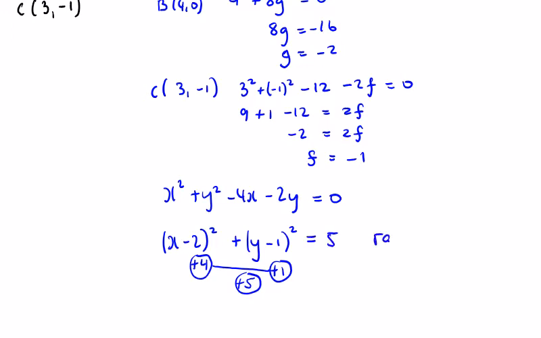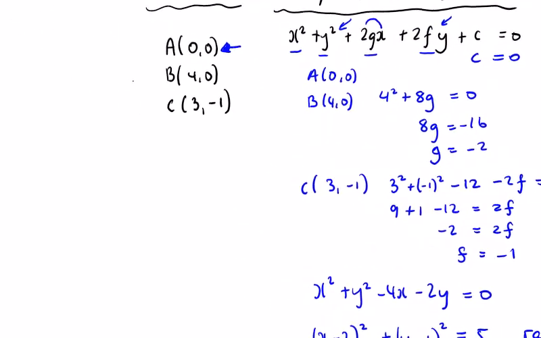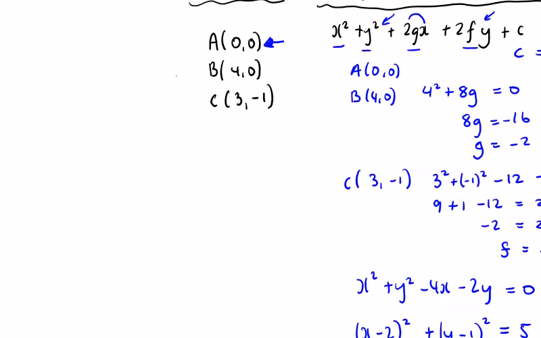So you can see the radius is equal to the square root of 5. And my center is 2, 1. Okay, now let's do a sketch of this circle with my 3 points, and we look at doing it using the alternate method.